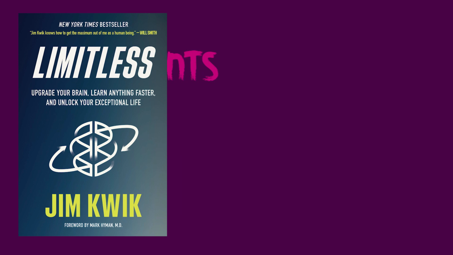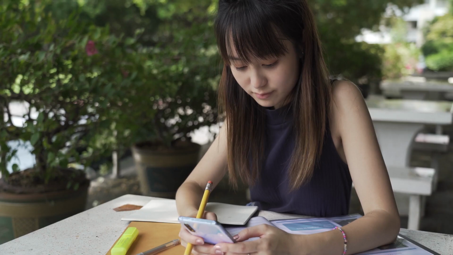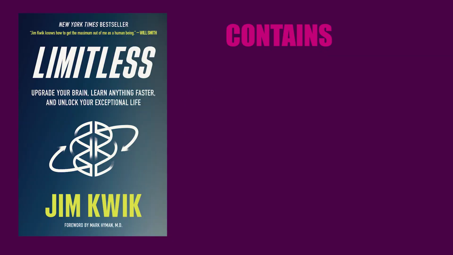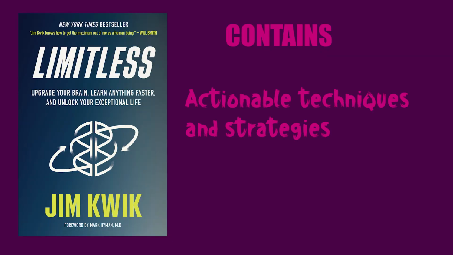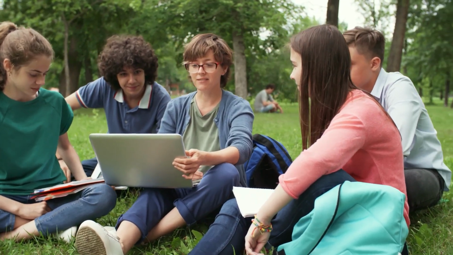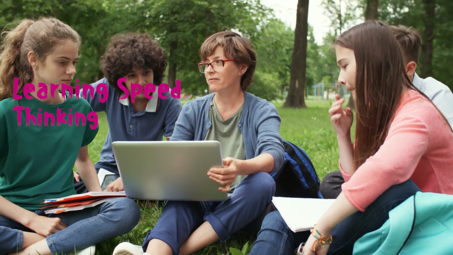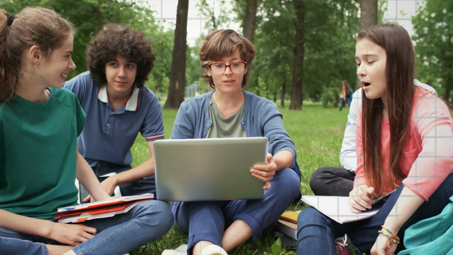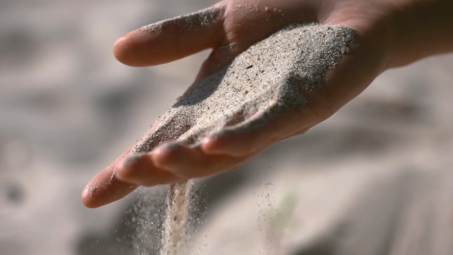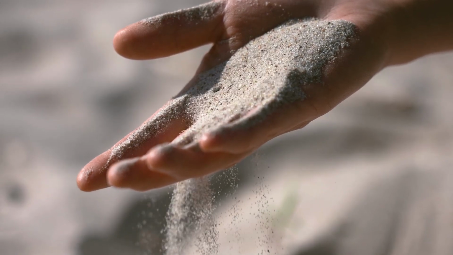Jim Kwik's book Limitless presents a three-part framework that will help us on our path to being limitless. The book contains actionable techniques and strategies in this framework to help us break free from our perceived limitations. We'll also learn how to improve our learning speed, thinking, memory, and focus, as well as accelerate our progress towards our full potential. If we are not currently functioning at our full potential, it must be that we have limits in place which must be released.